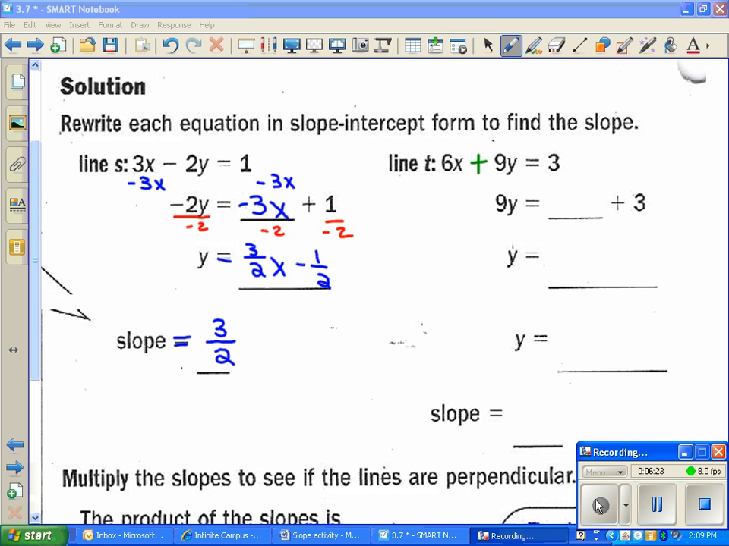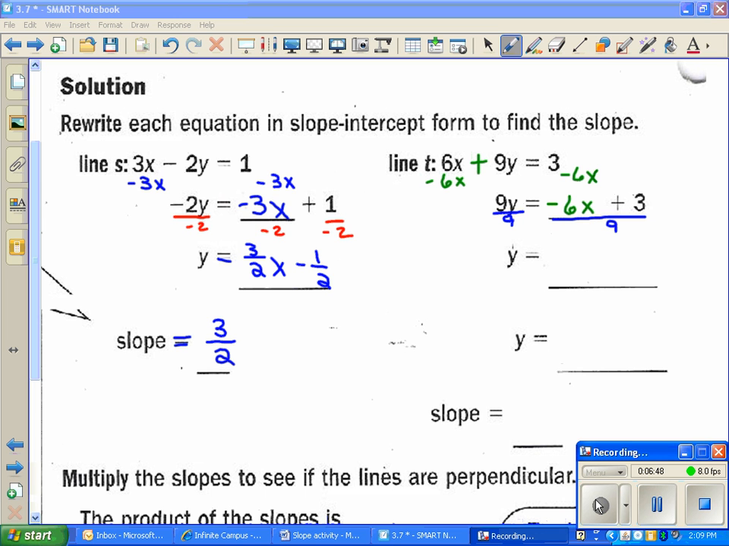Okay, the next one is 6x plus 9y equals 3. I subtract the 6x from both sides. The 3 and the 6x are not like terms, so you keep them separate. You're left with positive 9y equals negative 6x plus 3. But then I want to divide everything by 9 to get y by itself.